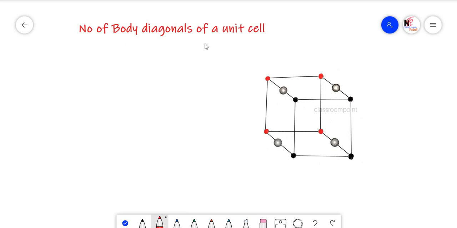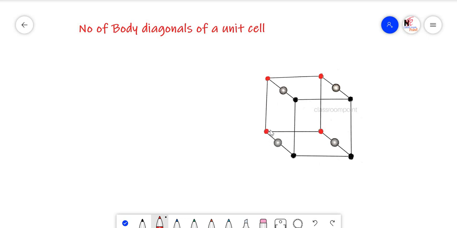Now let us discuss the number of body diagonals of a unit cell. Here red points represent the atoms of the backside face, and here black points represent the atoms located on the corners of the front side face. A diagonal means when two opposite corners are connected, it is called a diagonal. Opposite corners means not along the face here. If you connect along the face, it is called a face diagonal. If you connect through the body center, it is called the body diagonal.